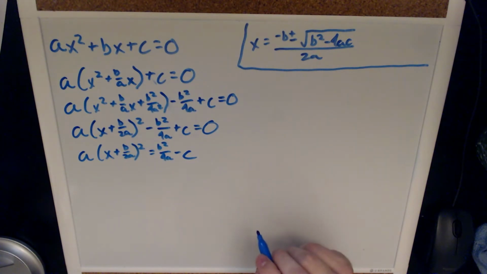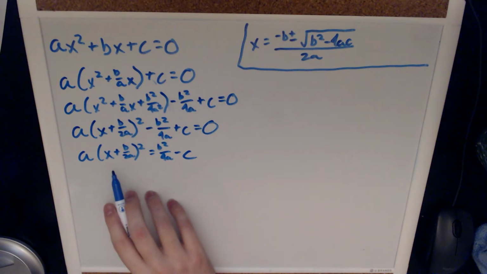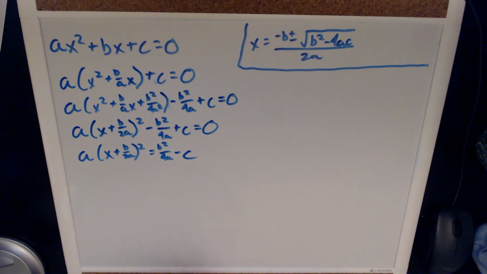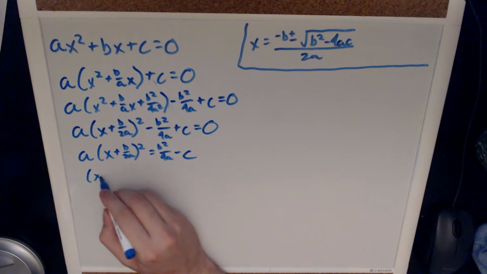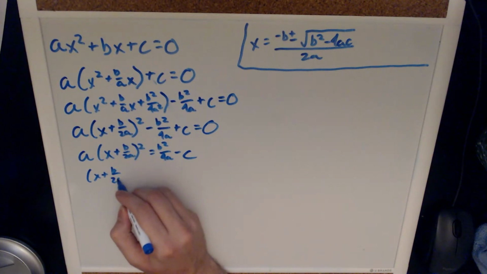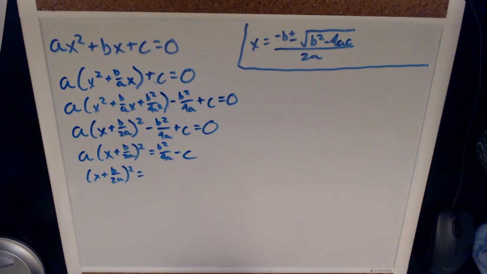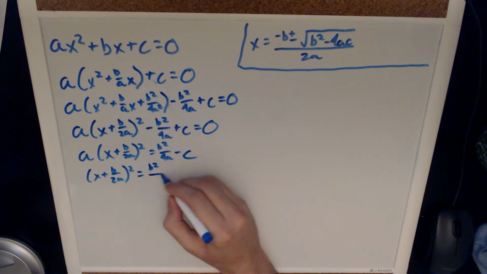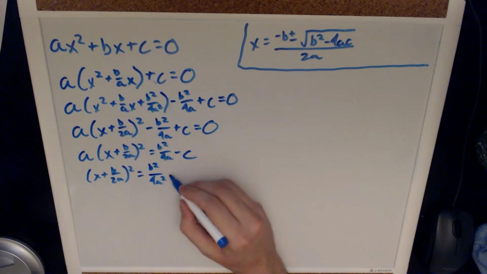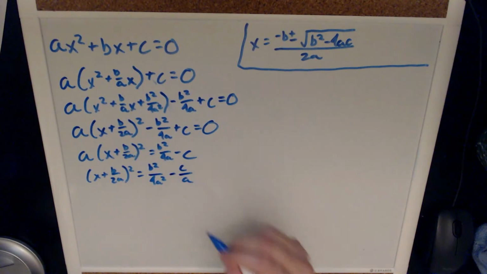Now we look for any multiplication that we can remove. We have our a multiplied by the parenthetical term, so we can divide both sides by a to remove it. This gives us the parenthetical term on its own on the left, and on the right we have b squared over 4a squared minus c over a.